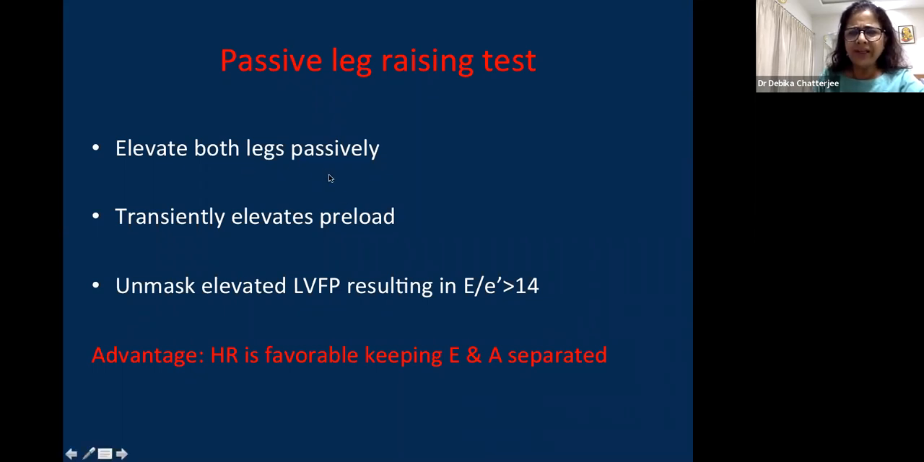After raising the legs, because of the increase of the preload, E by E prime will be increased. And there is a favorable advantage in this test, because the patient doesn't do the exercise, so there is no chance of becoming tachycardic. The E and A waves remain separated, so you can easily measure the E by E prime.